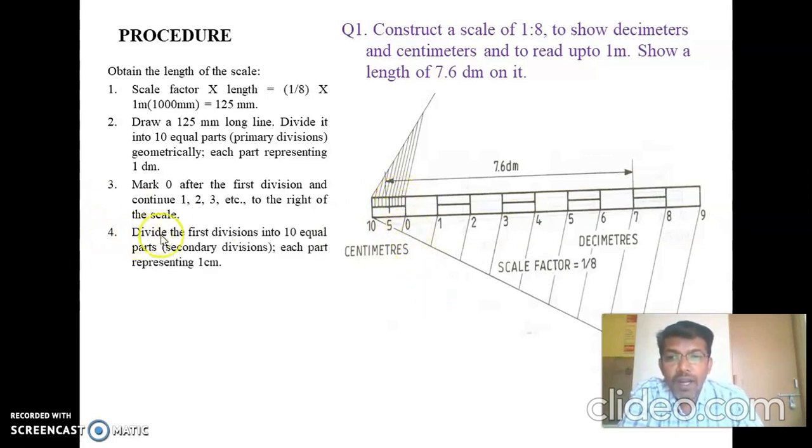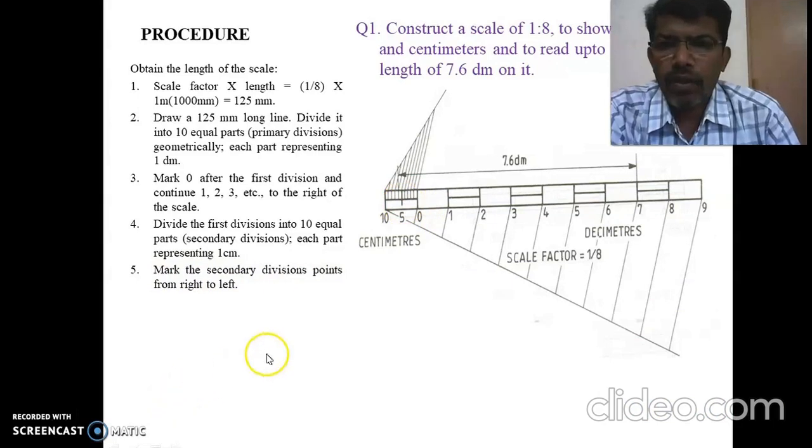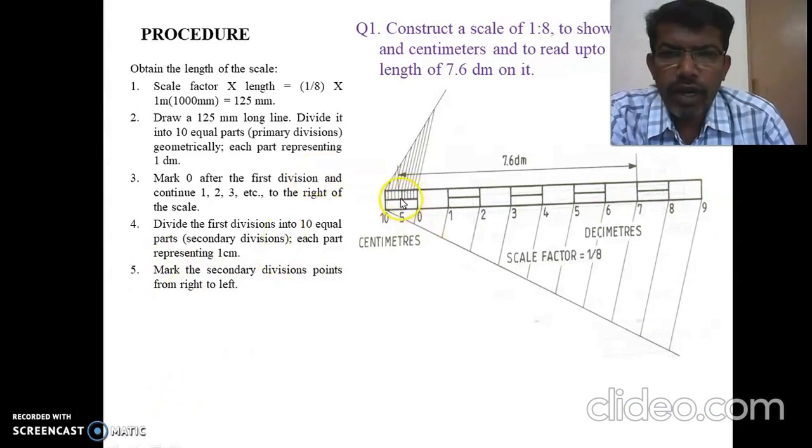Next, divide the first division into 10 equal parts, that is the secondary division, each part representing 1 centimeter. So it is clear. Mark the secondary division points from right to left. So here this is 1, this is 2, this is 3, this is 4, right, 5 and so on up to 10.